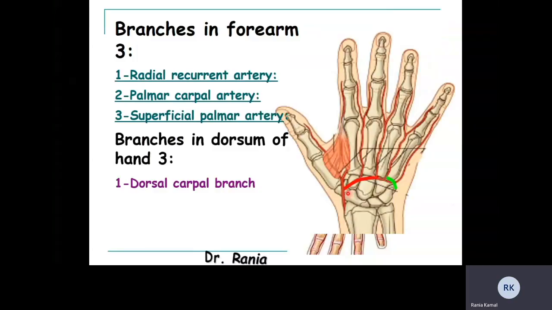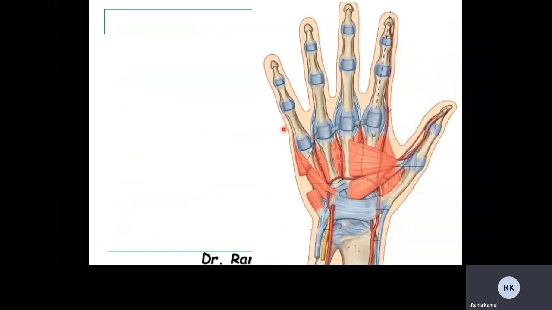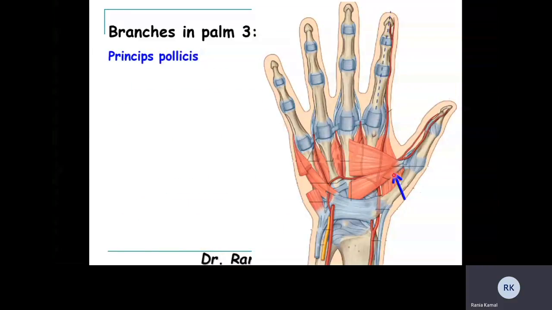In the dorsum of the hand, it gives three branches. One of them is the dorsal carpal branch, which gives the dorsal carpal arch. Then it gives the first dorsal metacarpal, and the dorsal digital branch to the lateral side of the thumb. Then it gives three branches in the palm: princeps pollicis, which divides into two arteries supplying the thumb, radialis indicis, and the deep palmar arch.